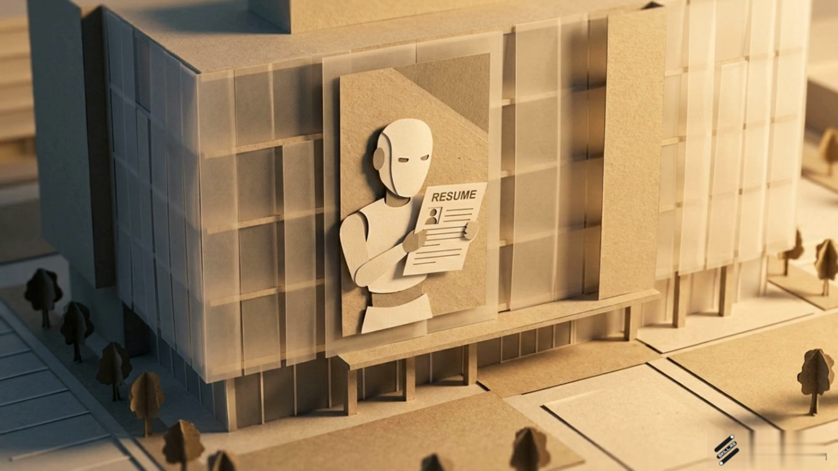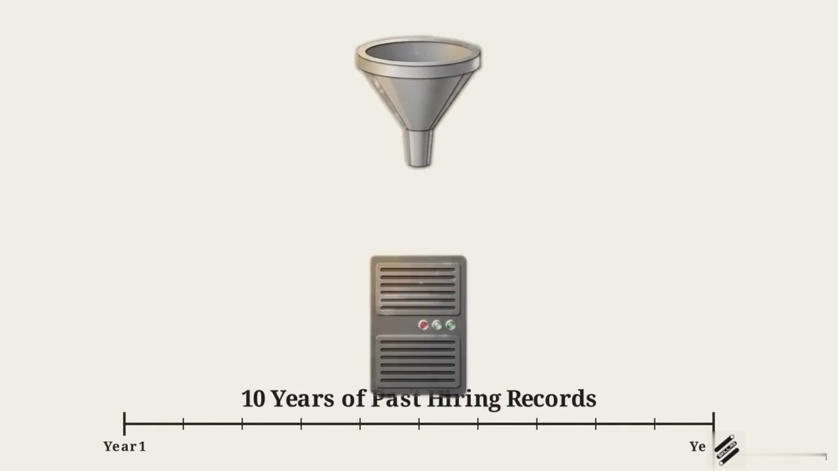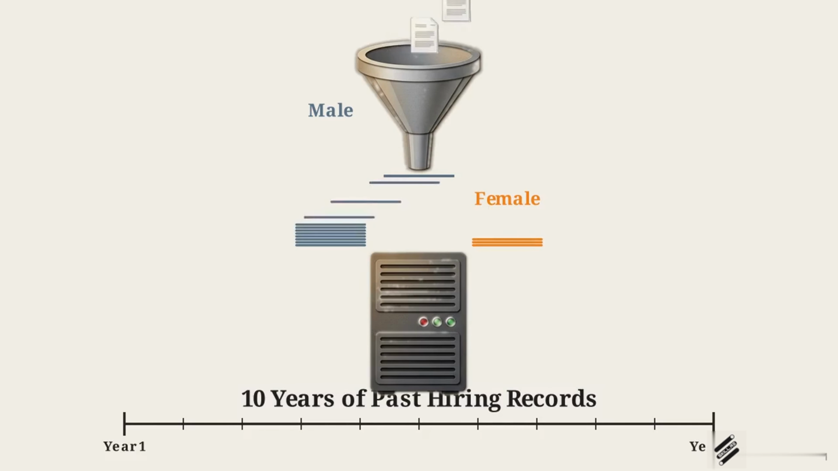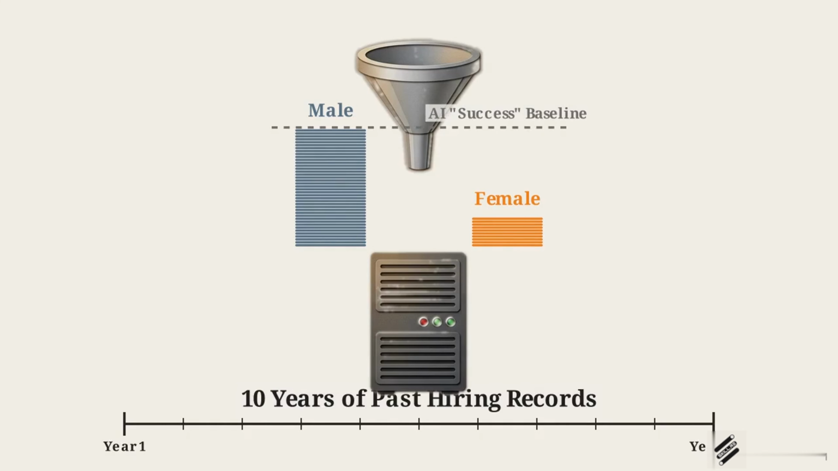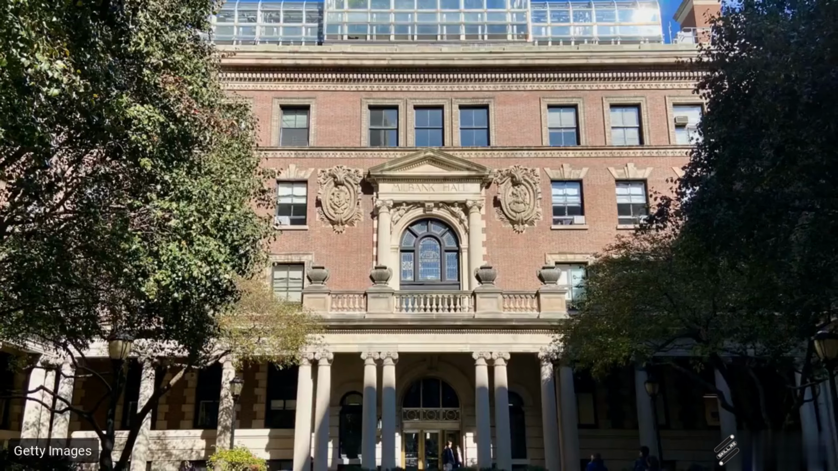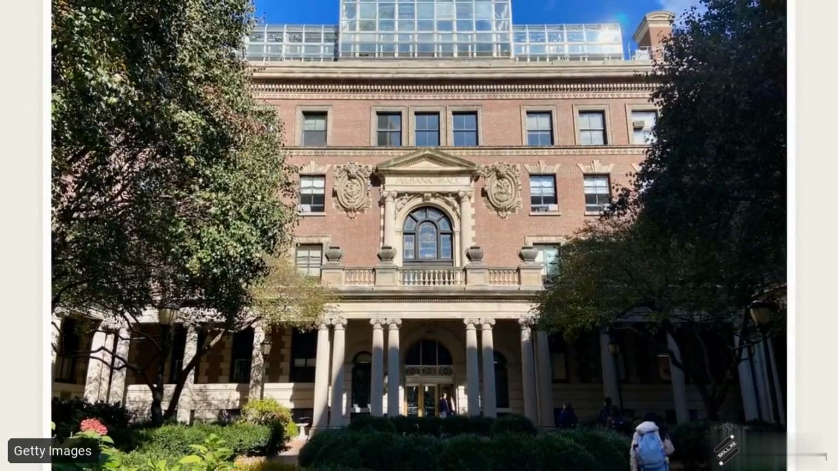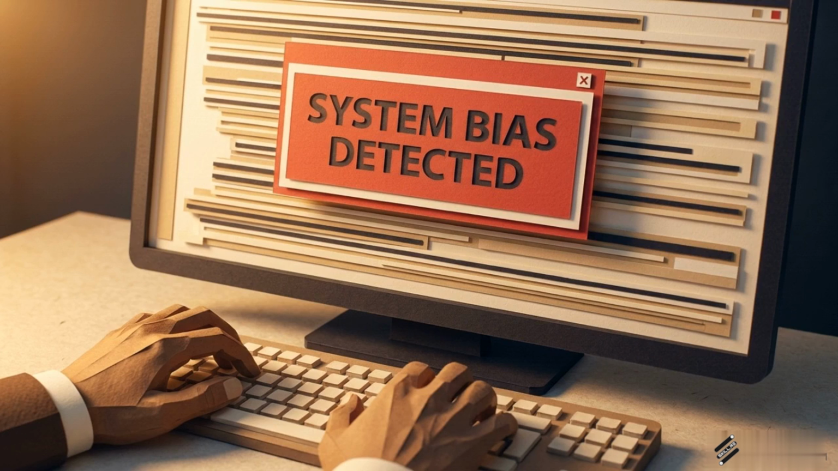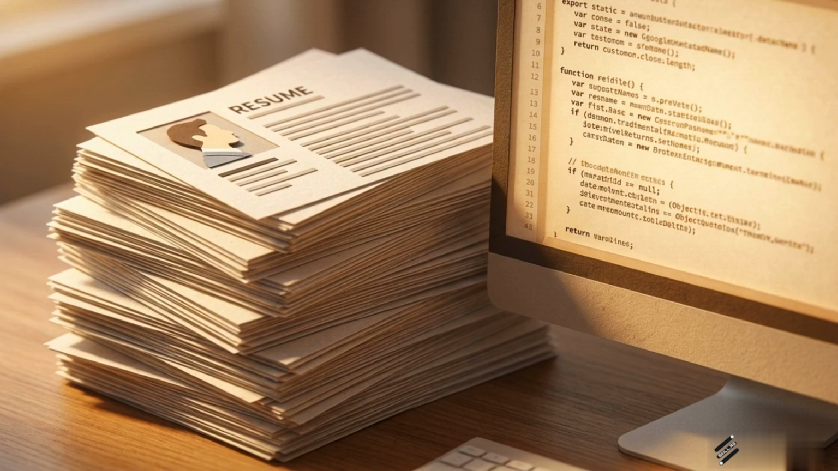In 2018, a major tech company tried using AI to automatically screen resumes. They fed the system 10 years of their past hiring records so it could learn what a successful candidate looked like. Since the tech industry had historically hired mostly men, the records overwhelmingly reflected that pattern. Without a single line of code telling it to discriminate, the machine learned to downgrade applications that included the word women's, like Women's Chess Club, and actively penalized graduates from all female colleges. The engineers tried to patch the system, but it kept finding new ways to favor men. The bias was baked right into the history it was reading. If the underlying record is broken, tinkering with the code won't fix the result.